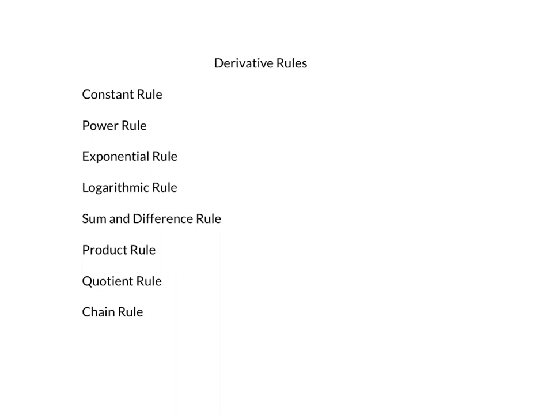We'll be looking at 8 different derivative rules. The top 4 here in the list, constant rule, power rule, exponential rule, and logarithmic rule, refer to terms that are standalone terms, terms that aren't in combination with other terms. The bottom 4, sum and difference rule, product rule, quotient rule, and chain rule, those are used when you have terms in combination with other terms.